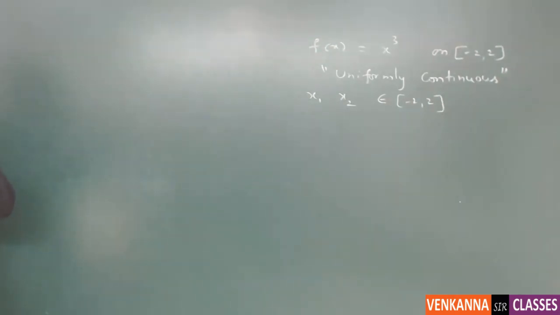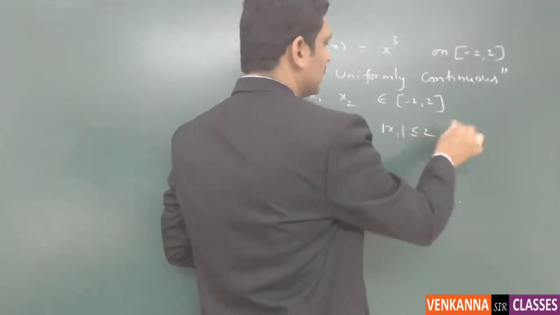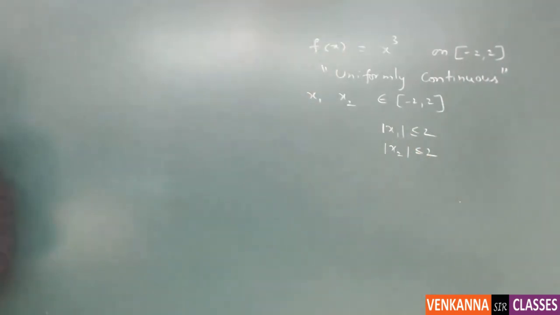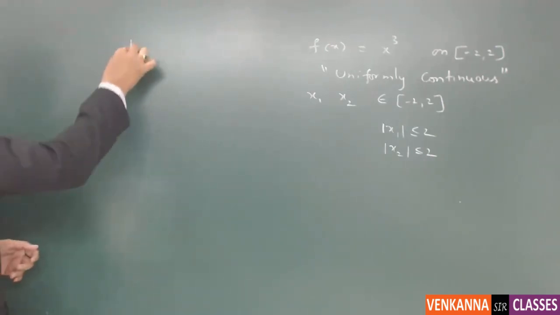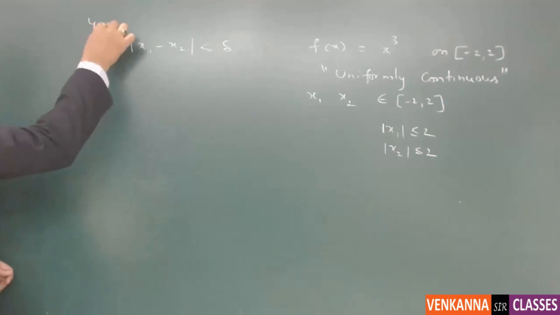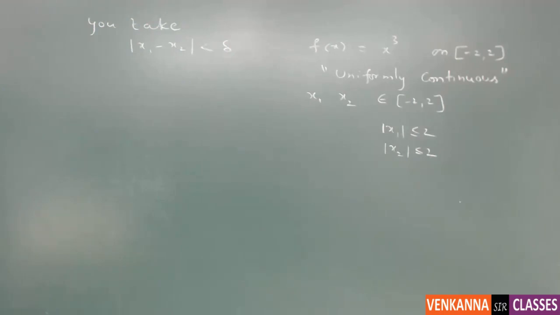So as per observing its value, I can say that mod x1 is less than or equal to 2 and mod x2 is less than or equal to 2. Accepted? Yes or no? Right. Now I am going to take the 2 points such that mod x1 minus x2 is less than delta. You take. All I am going to do is build a relation between epsilon and delta. That is my overall view.